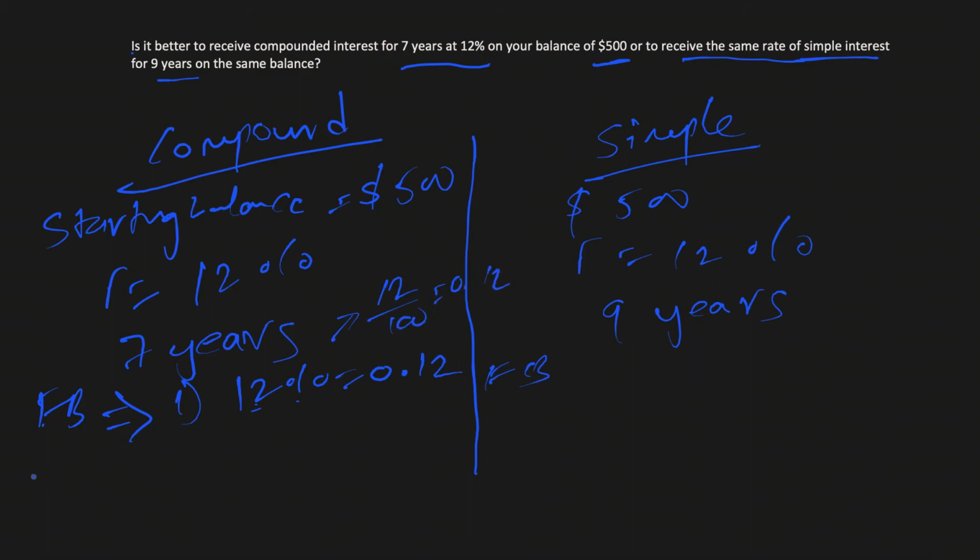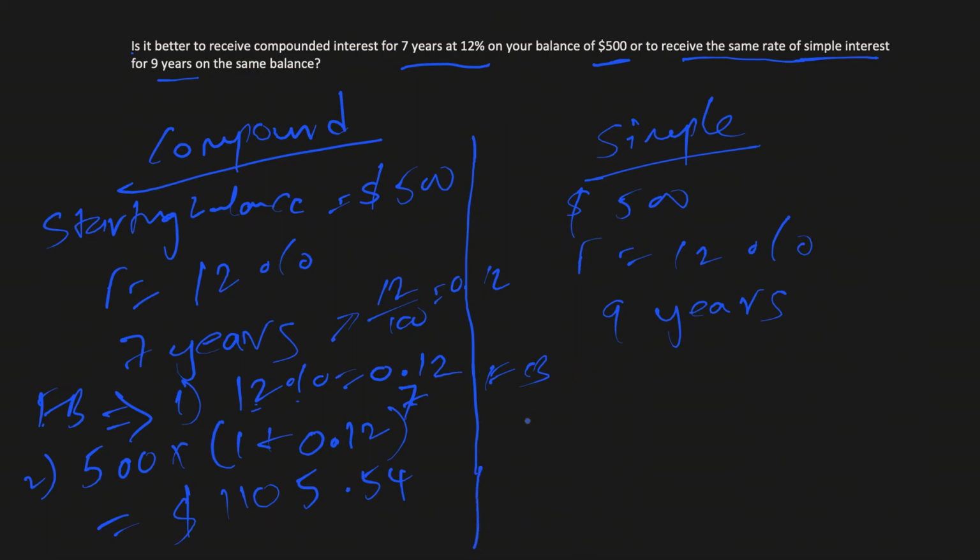Great. Second step would be to substitute all the values into our compound interest formula, which is 500 times 1 plus interest rate in decimal to the nth power. And so in this case, n is 7. And if we solve this, we get $1,105.54.